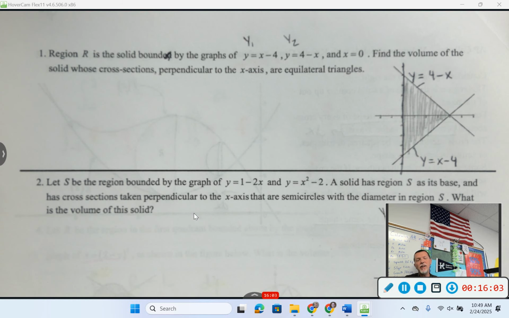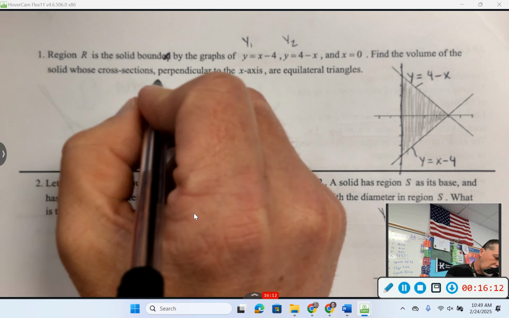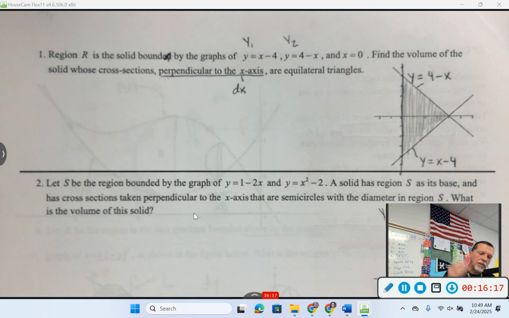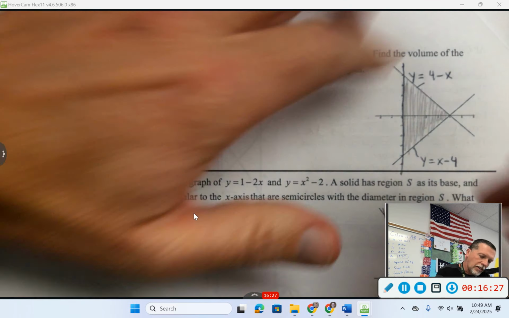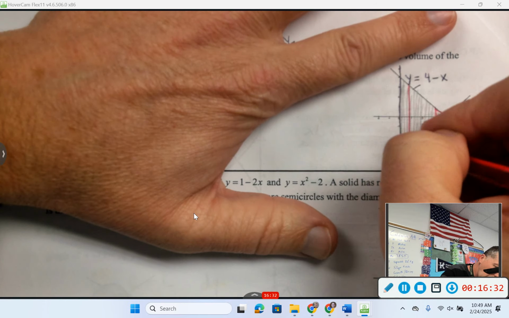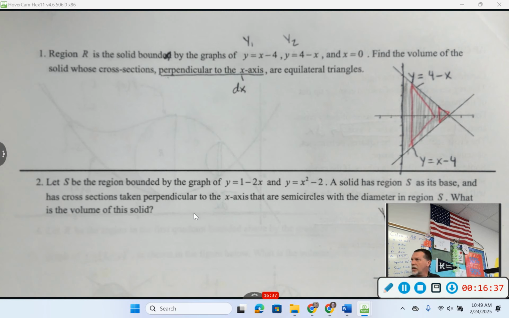On Friday, we would have found the area of that. Top minus bottom from 0 to 4 dx, that'd be the area. But this time we are going to do cross sections perpendicular to the x-axis. We like that, so our slices will be a dx slice that are equilateral triangles. It's hard to draw triangles on top of a triangle, but we're going to have triangles coming up out of the page.